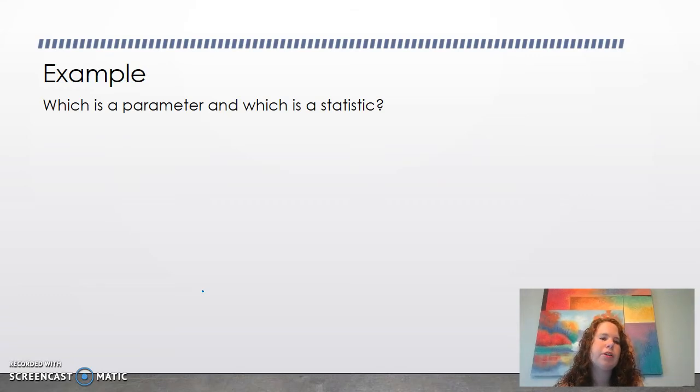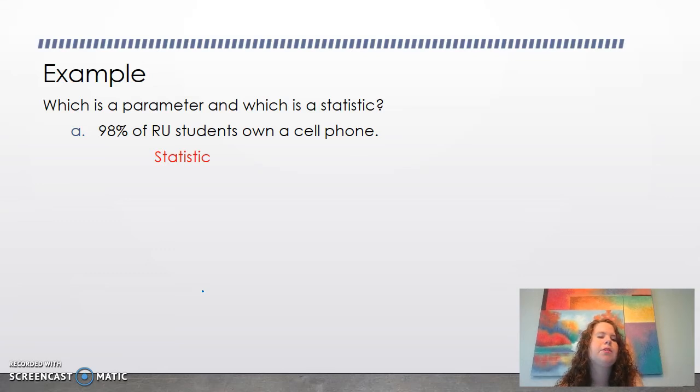Now these are examples of parameters or statistics. 98% of RU students own a cell phone. That's a statistic because we're not looking at all the college students in the US, all the college students in the world. We're looking at specifically RU students that own a cell phone.